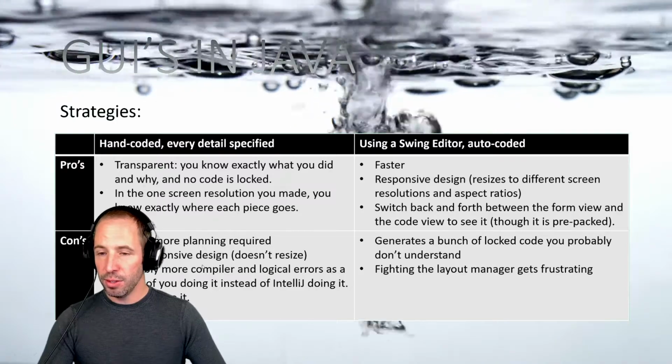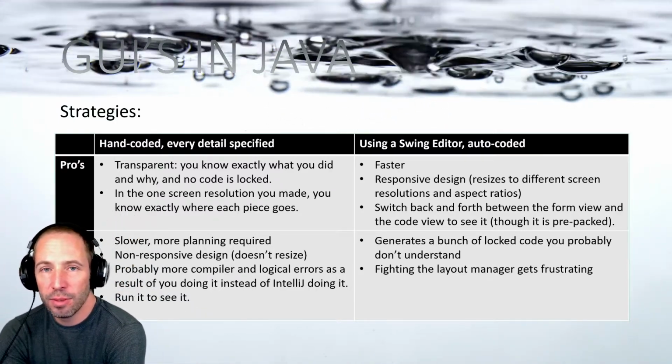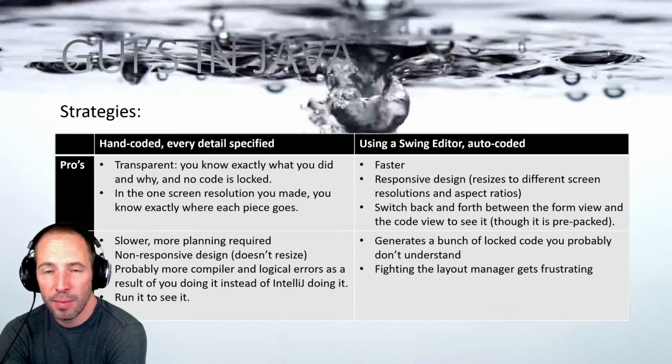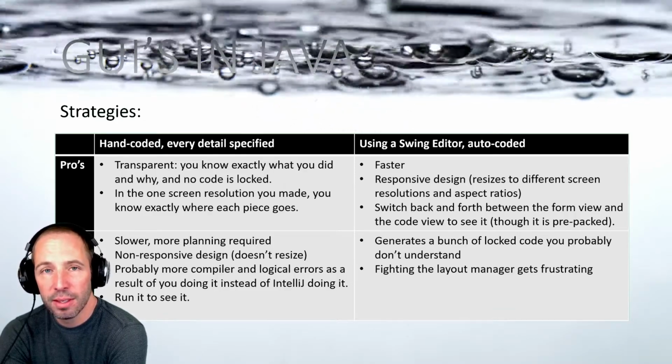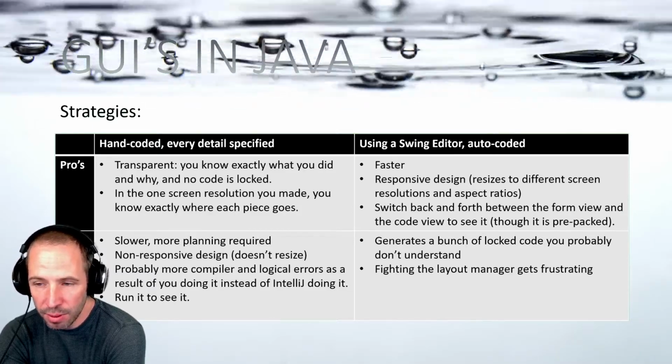We mentioned yesterday, too, that with a hand-coded GUI, you know exactly what you're doing. There's no ambiguity. There's no hidden code. There's no locked code. It tends to be a lot simpler looking. It tends to take a little more time to do.